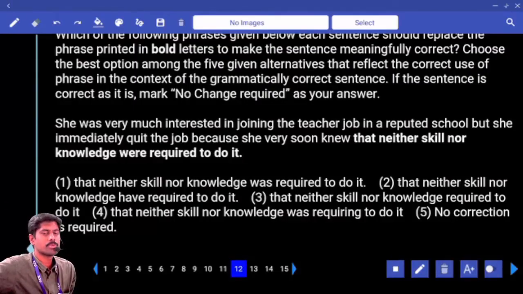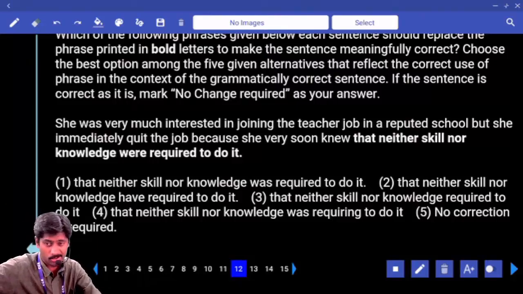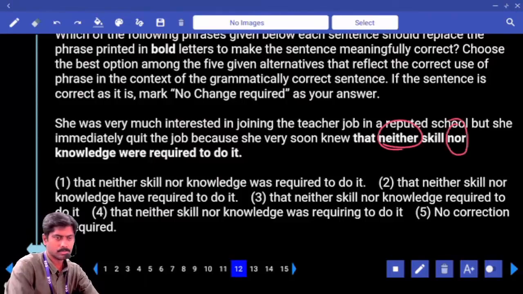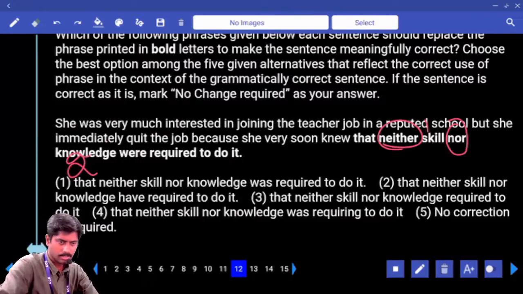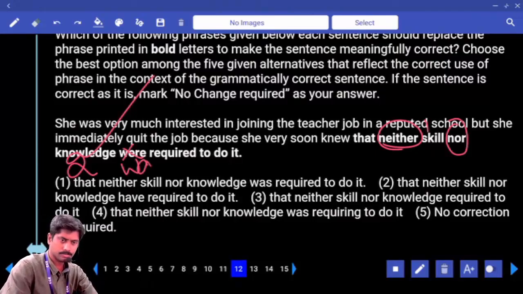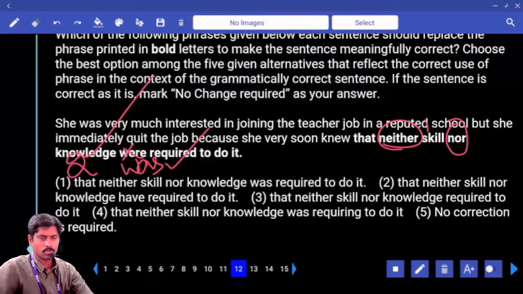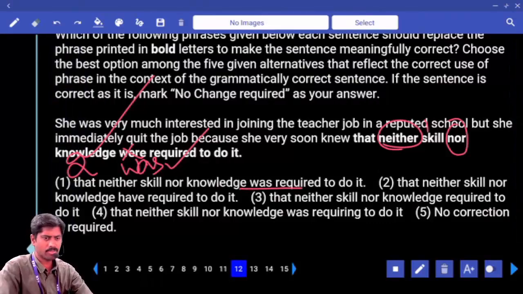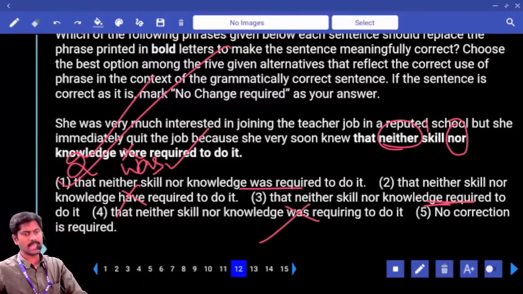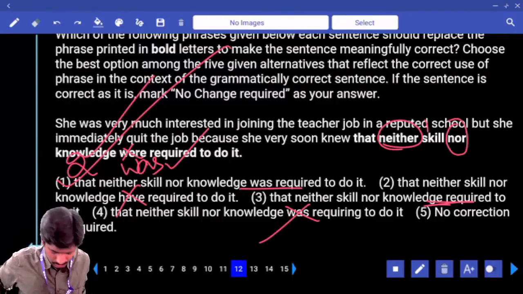She was very much interested in joining the teacher job in a reputed school, but she immediately quit the job because she very soon knew that neither skill nor knowledge. Neither nor, which subject should I consider? What is the second subject here? Knowledge is singular or plural? Singular, uncountable. Was is needed. Was required to do, okay. Have, grammatically wrong. Was requiring, answer is one. Neither skill nor knowledge was required to do it.